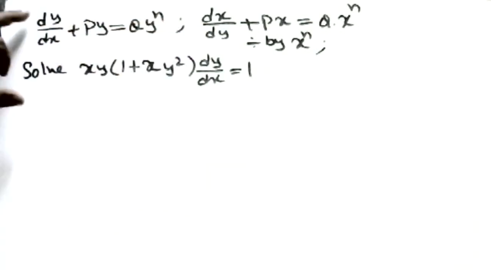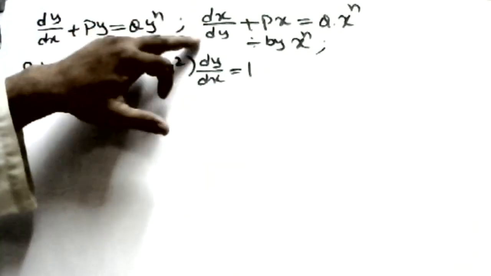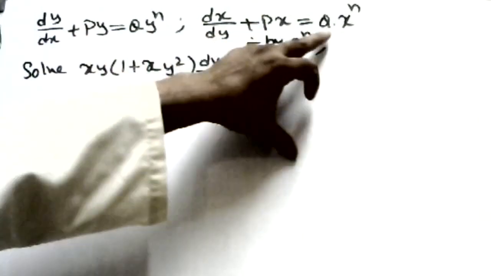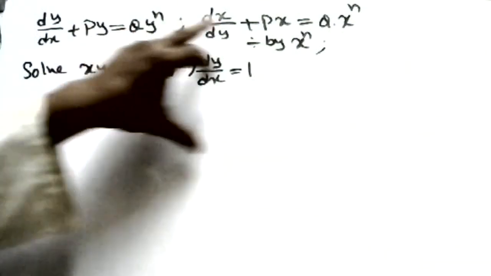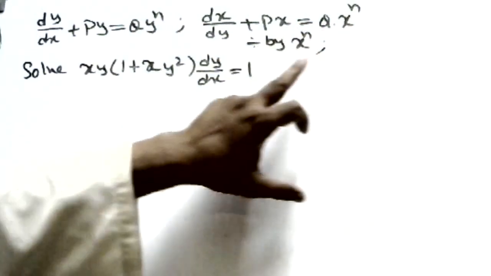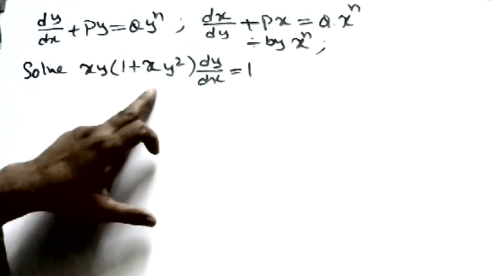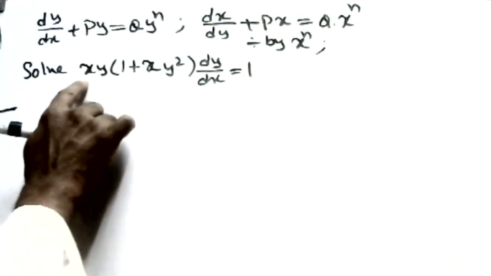Sometimes the question will be reversed like this, dx by dy. In place of dy by dx, we'll have dx by dy plus px equals to q into y power n. Here it will be x power n. So here the method will be to divide each term by x power n. So let me do one question like this.